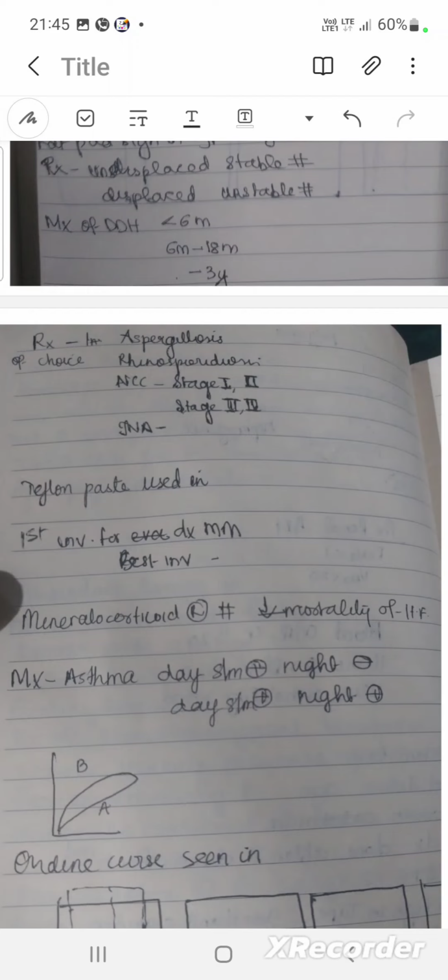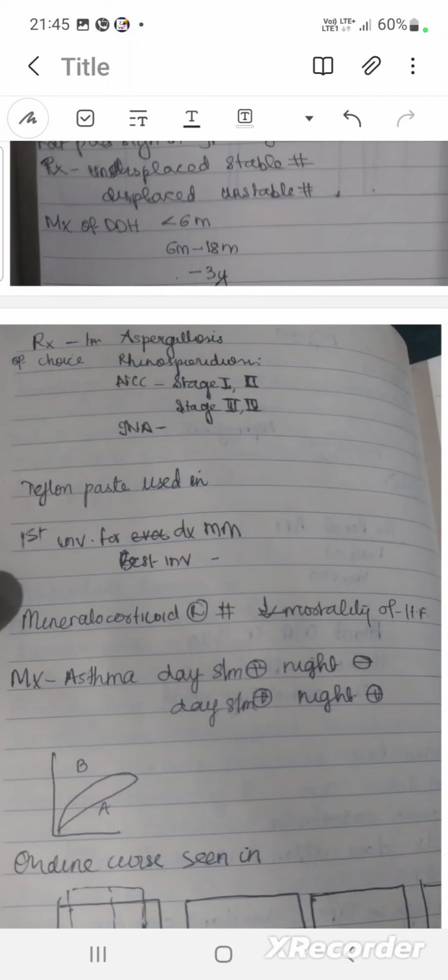Management of asthma. If there are day symptoms alone and no night symptoms, you can give just SOS inhalational steroid. Whereas if it is along with night symptoms also, then definitely you have to take a daily steroid and formoterol.